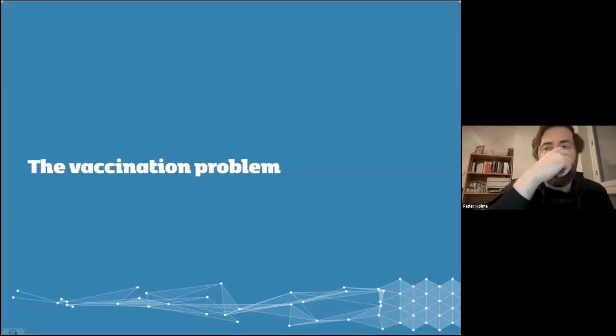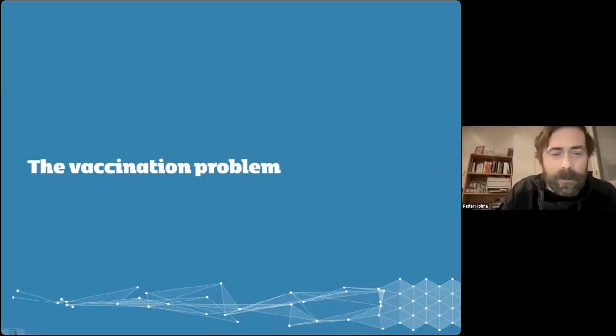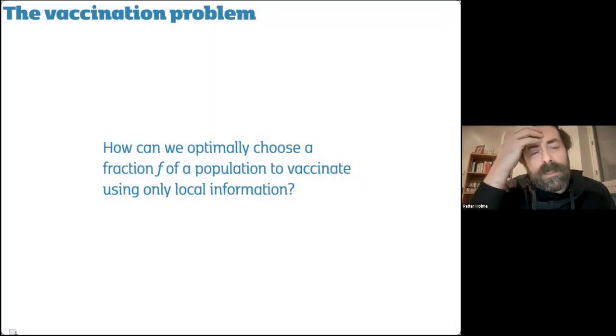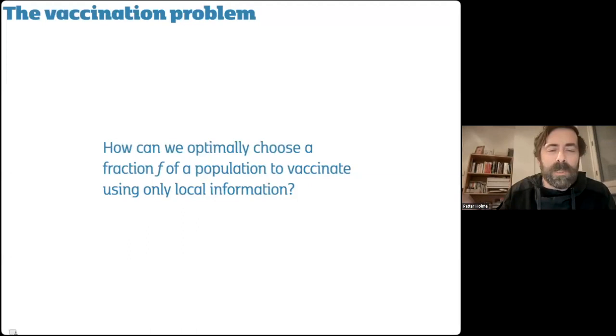Okay, so on to some other, also a bit old paper, but I think it's kind of instructive. And this is about the vaccination problem, which is essentially, in mathematical terms, we can formulate it like this: how can we optimally choose a fraction F of a population to vaccinate using only local information.